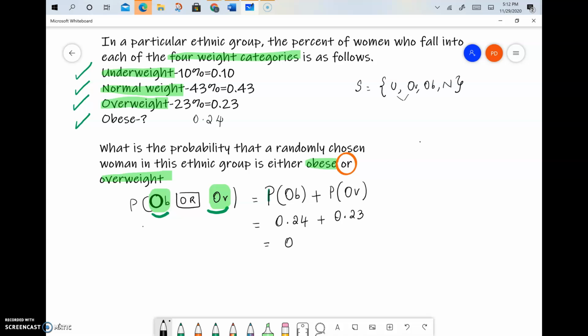So the probability of overweight or obese is 0.47, which is close to 50%. About 50% of the women are either overweight or obese.